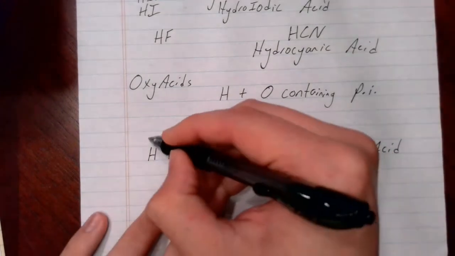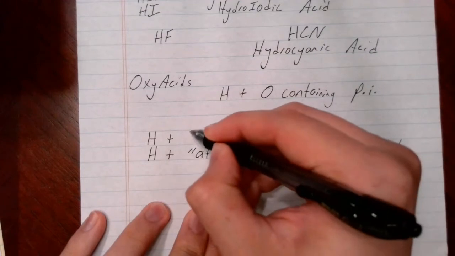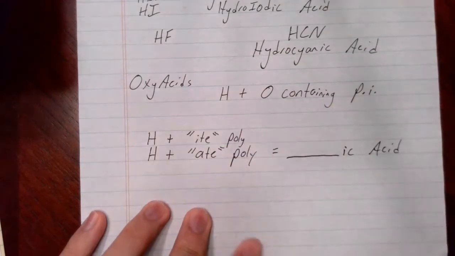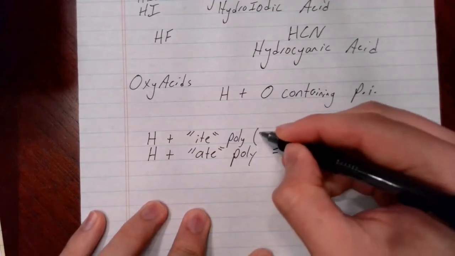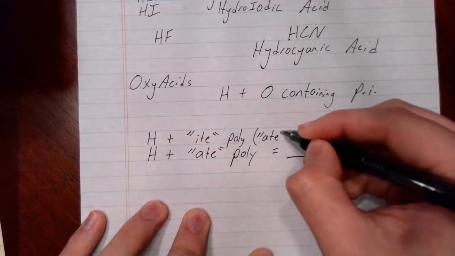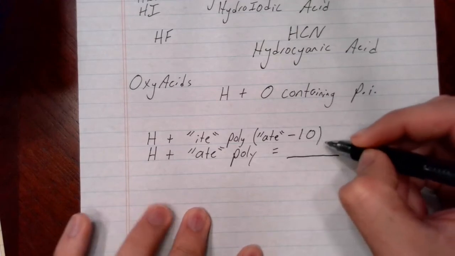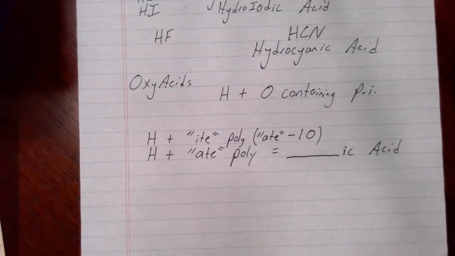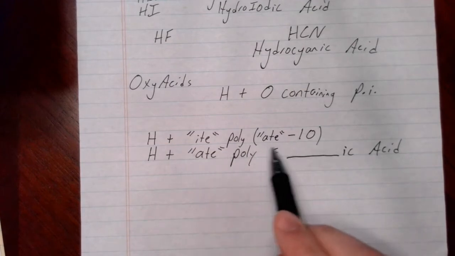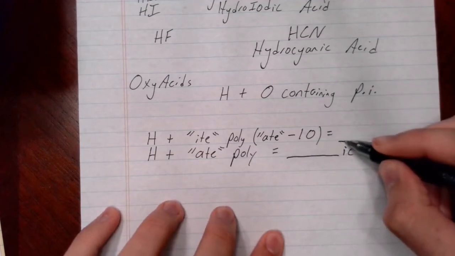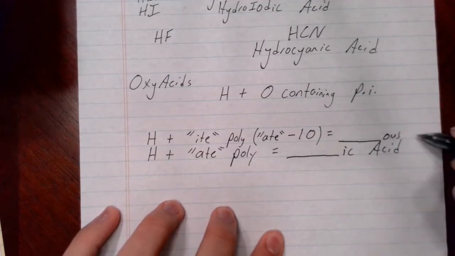Let's look at H plus the ITE poly. The ITE poly is always going to be the ATE poly minus one oxygen. So if nitrate is NO3, nitrite is NO2. If sulfate is SO4, sulfite is SO3. So the ITE polys are just the ATE polys minus one oxygen. The formula for that is blank, OUS acid.